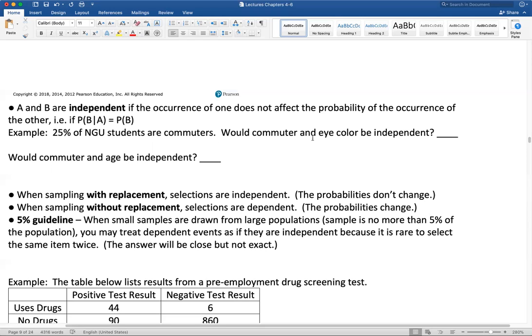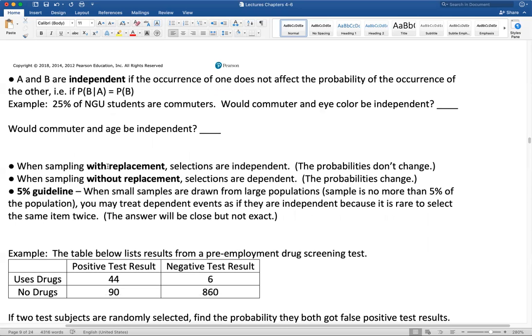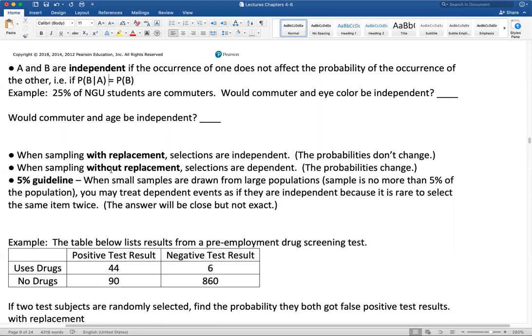Okay, so here's the example: 25% of NGU students are commuters. Would commuter and eye color be independent? Yeah. For example, whether the student's eye color is brown does not affect the probability that the student is a commuter. Okay, and would commuter and age be independent? Yes, independent.